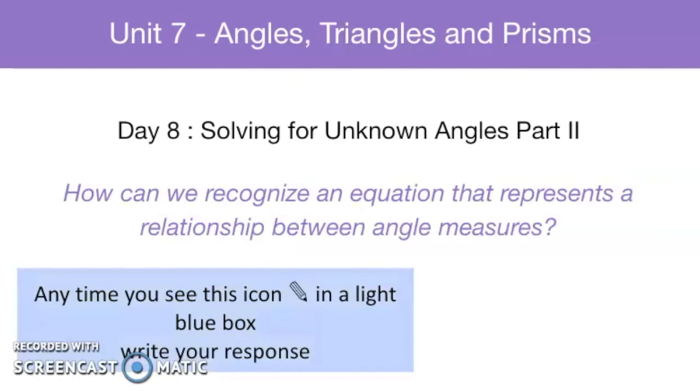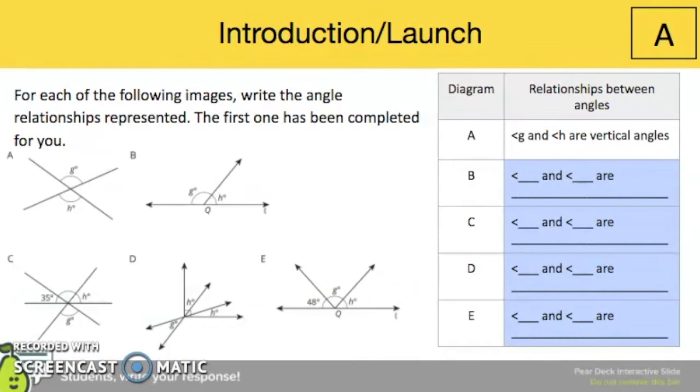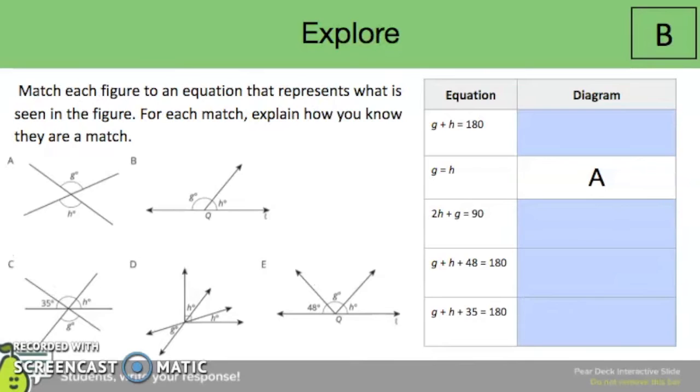For the 7th grade, they are on Unit 7, Angles, Triangles, and Prisms. Day 8, Solving for Unknown Angles, Part 2. How can we recognize an equation that represents a relationship between angle measures? For the launch, you can have students focus on naming the different angles and what their relationship is by providing those sentence starters. For the explore, students have to match an equation to a diagram, and the diagram A has been matched to the equation G equals H for you already.